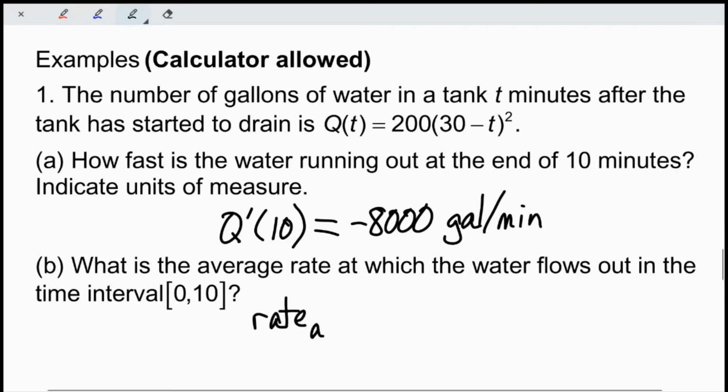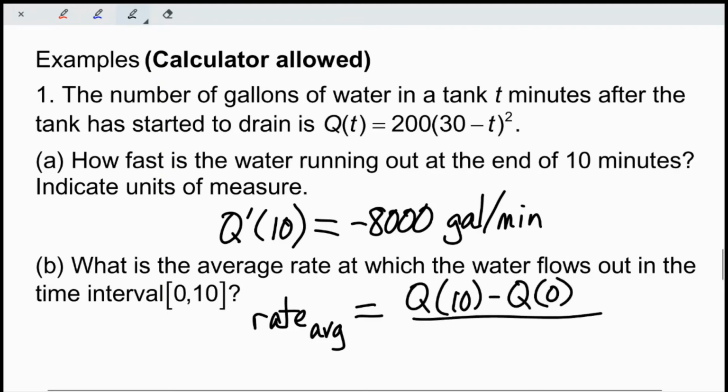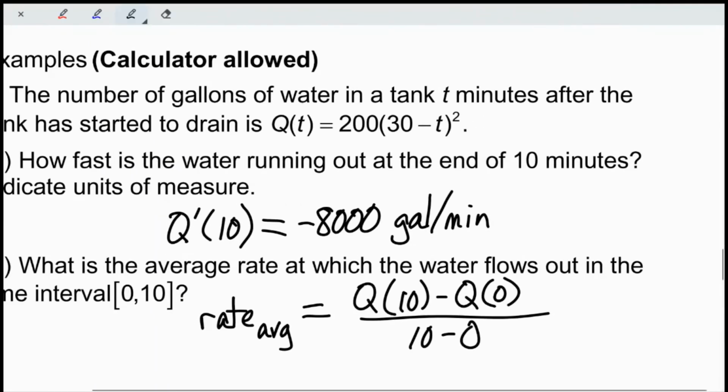Okay, so here's my average rate. Remember, if I want average rate of change, that's just the slope. So I'm going to take the amount that I have at time 10 minus the amount that I have at time 0, and then divide by the change in time. And think about the units again, right? I'm looking for a rate. In the numerator, I have gallons. In the denominator, I have minutes. And in the end, this is going to give me a value of negative 10,000, again in gallons per minute.